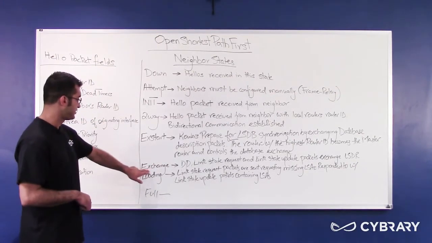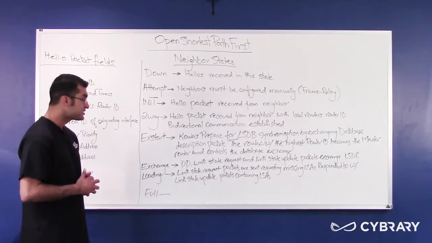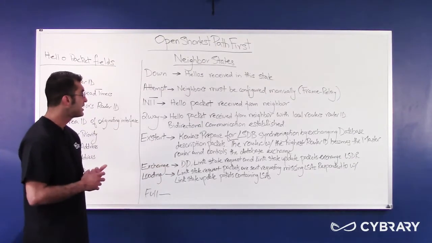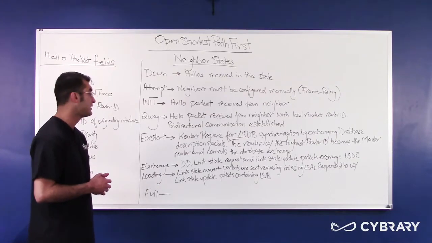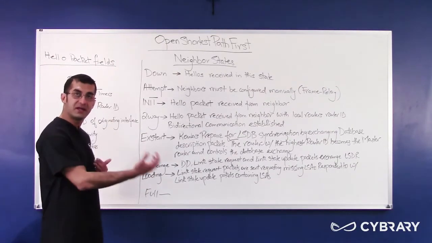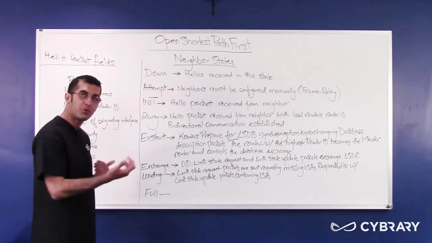Then you move on to the exchange state. In the exchange state, database description or DD packets, link state request packets, and link state update packets are used to exchange the link state database between two or more routers.